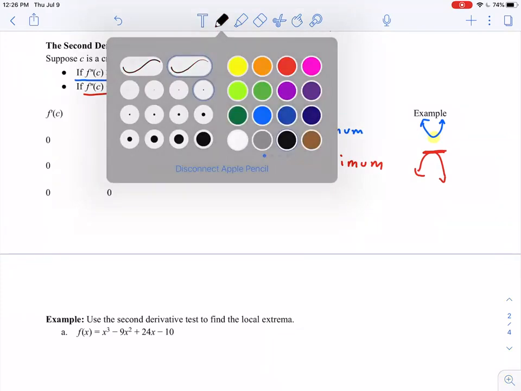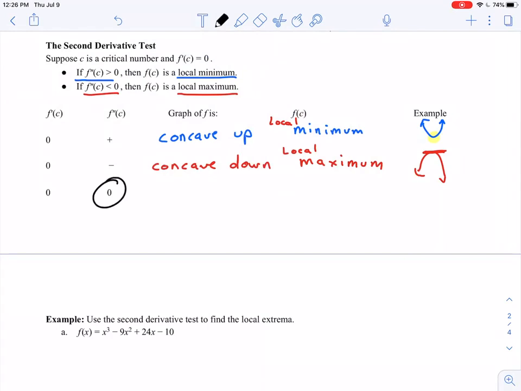The one case we didn't talk about is if f double prime of c is 0, and this case is a little bit tricky. The graph of f is, well, we don't know. F of c, we don't really know what that is. In that case, we need more information, because maybe it's a maximum or a minimum, but perhaps more likely than not, my guess is you have an inflection point there.